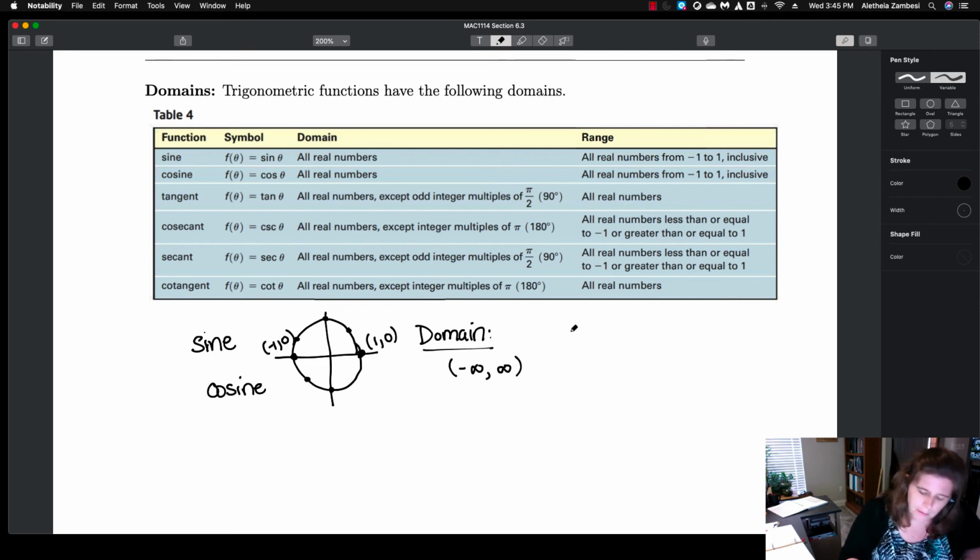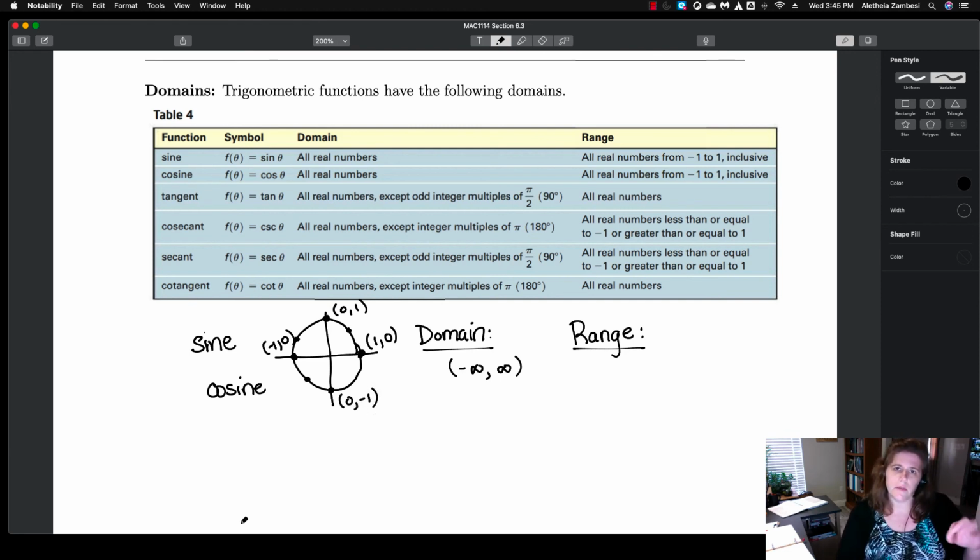So if you're talking about the range, cosine is restricted between negative 1 and 1, including those endpoints. The same thing is true of sine. Sine achieves its high value here at (0, 1). Remember, it's our y value. And its lowest value here at (0, -1). So sine is always restricted between negative 1 and 1 as well. So the range for both of those is from negative 1 to 1 in interval notation.